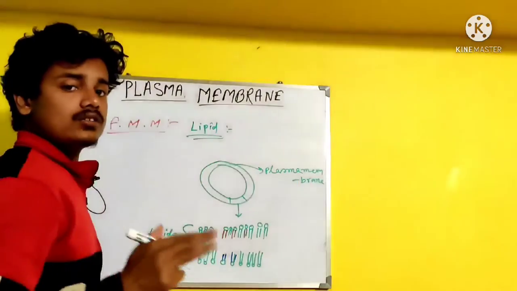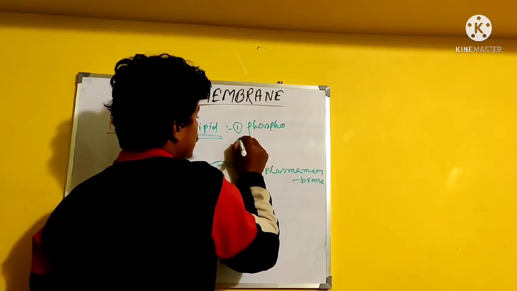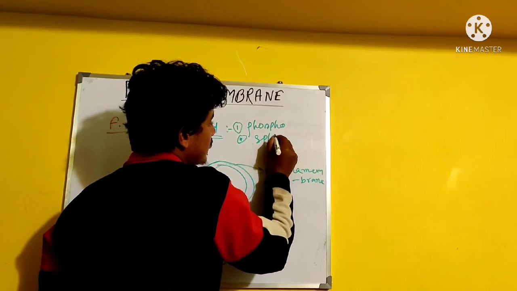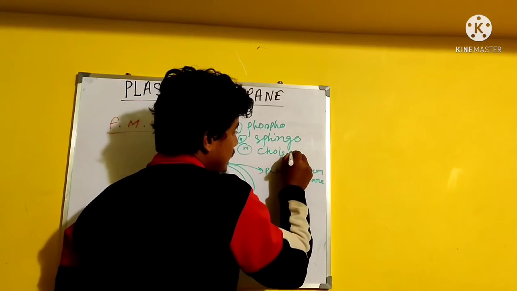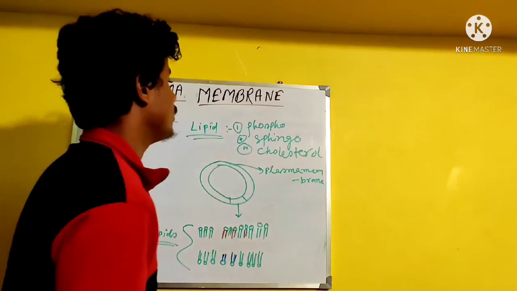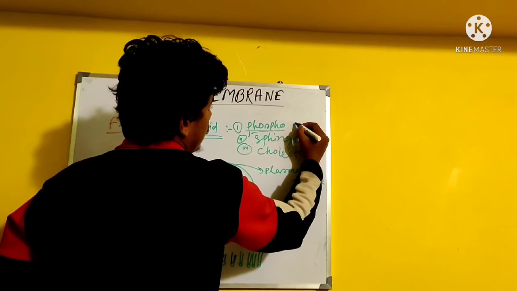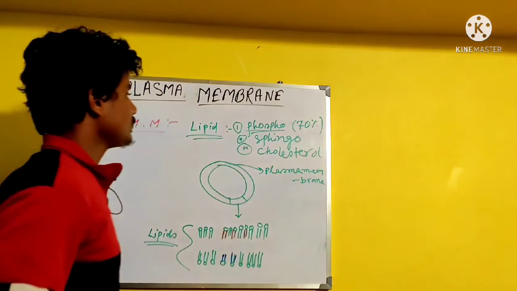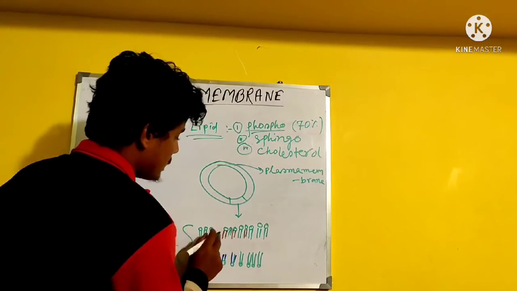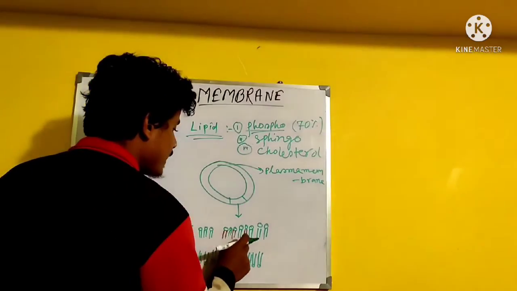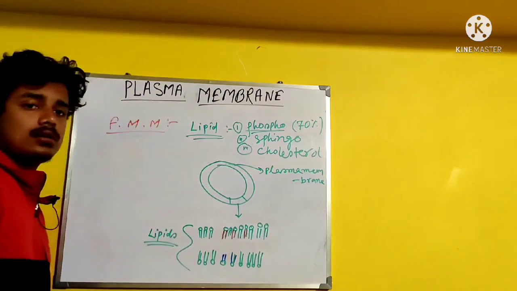There are mainly three types of lipid: phospholipid, sphingolipid, and cholesterol. Phospholipid is the most, about 70%. The green lipids are phospholipid, the red lipids are sphingolipid, and the bluish lipids are cholesterol.